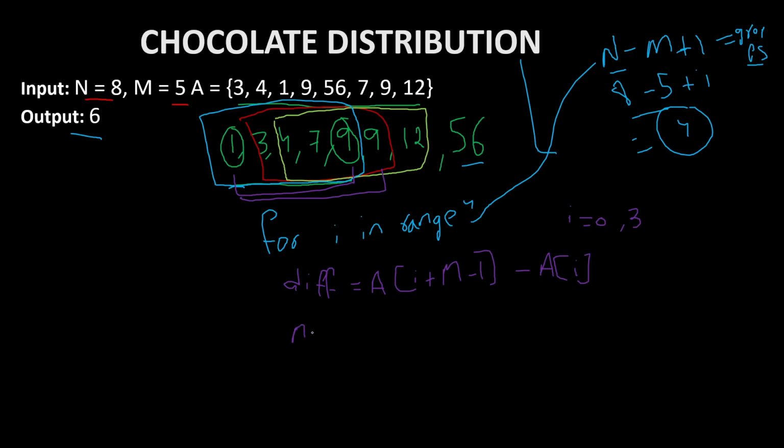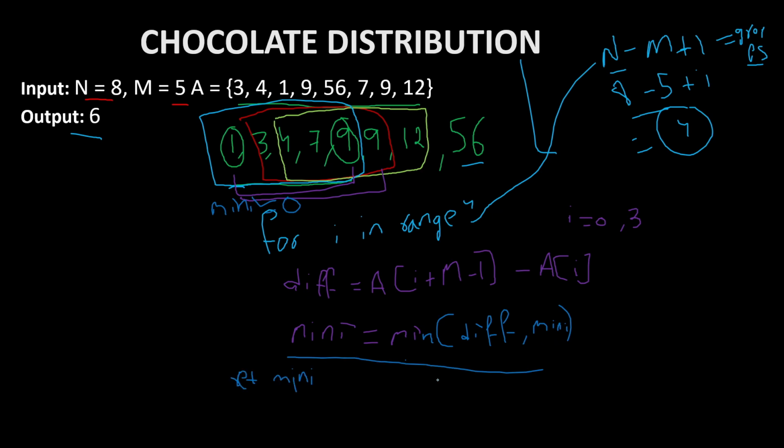Now we take the mini value. Now we have to get the minimum, right? We have to get the minimum value in all the groups. Inside the min, we have to take the minimum value of difference and mini, and mini will be initialized outside. In this way we get the difference each time in the group, and we take the minimum value by comparing to the previous minimum. We take the minimum out of those two, and at the final iteration we get the minimum value in all groups. Then we return this mini. So this is the approach to the question.